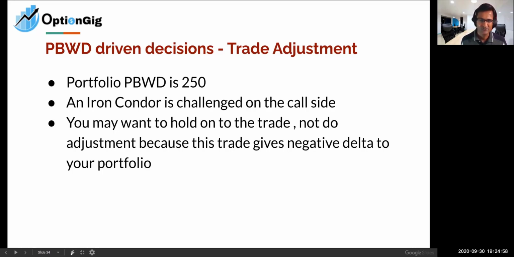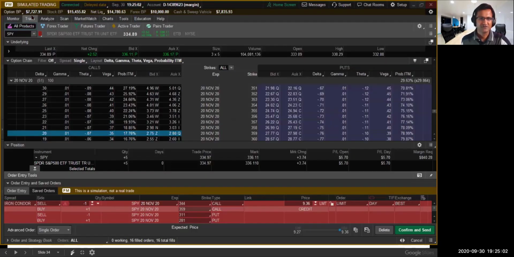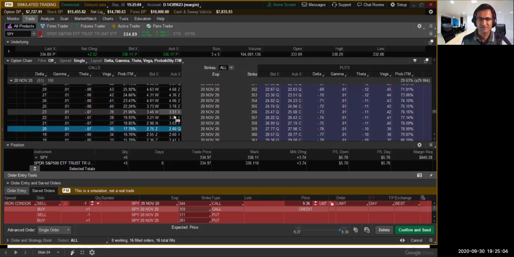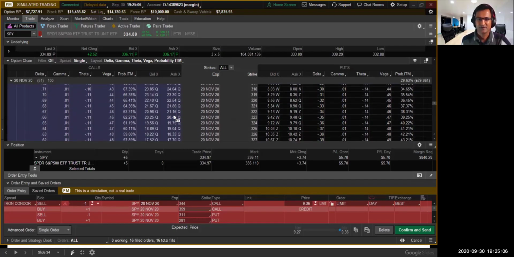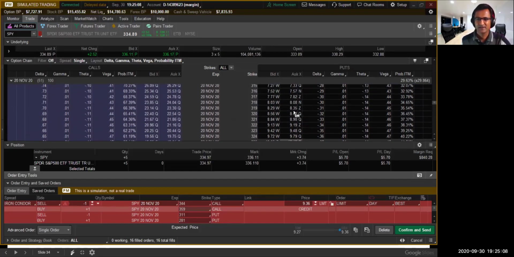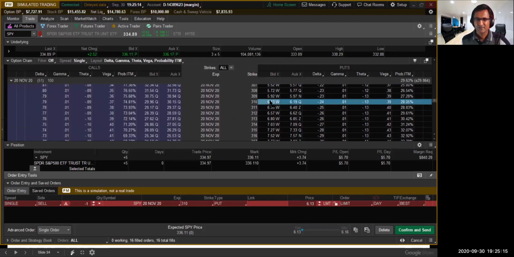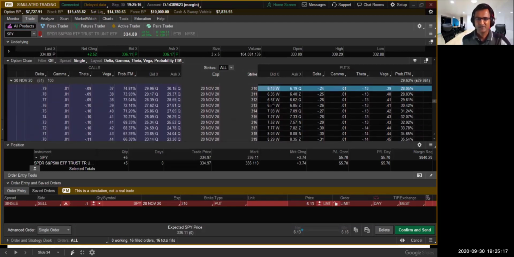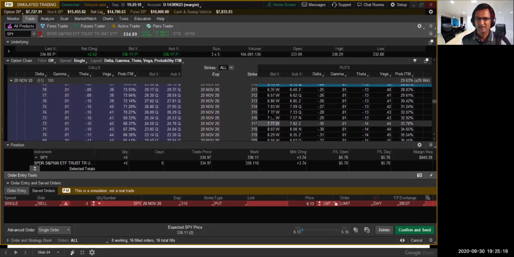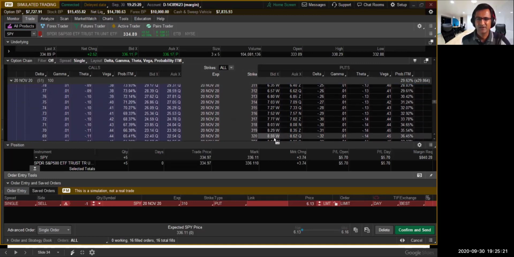If you're rolling up your put, let's go back to SPY from 325, say you had sold a put at 310. Now you're rolling it up to 320. So 310 is 39, 320 is 45. You're adding 6 additional deltas in your portfolio.